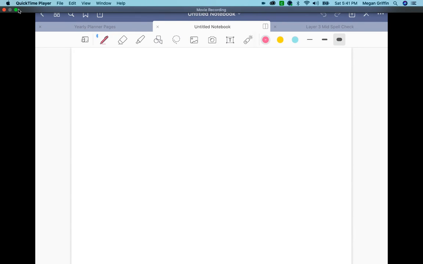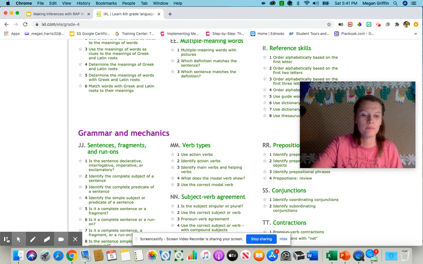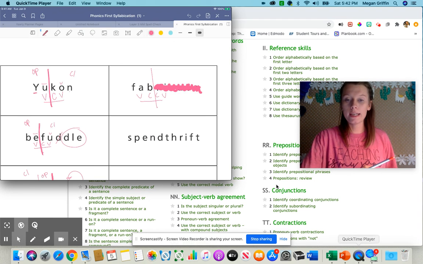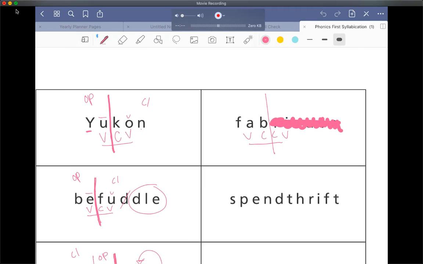Kiddos, I lost it. Give me just a second and I'll get it pulled back up, okay? Okay, sorry, kiddos. I exited off really quickly, but I found it and we are good to go.